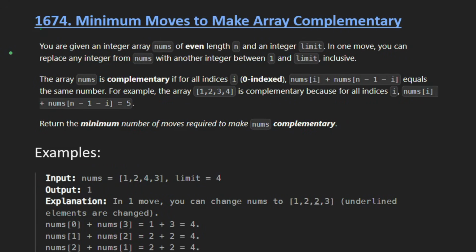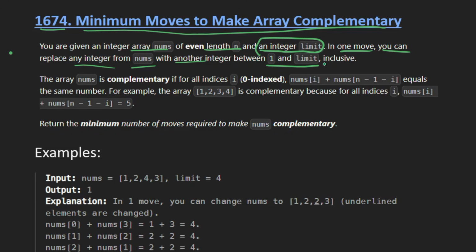So our today's LeetCode question is 1674, which is Minimum Moves to Make Array Complementary. Basically, in this question we are given an integer array nums whose length is n, and we are also given an integer limit, right? And in one move we can replace any integer from nums with another integer between 1 and limit, and limit is included, right? And it is given that array nums is complementary if for all indexes i, the sum nums[i] plus nums[n - i - 1] equals the same number.